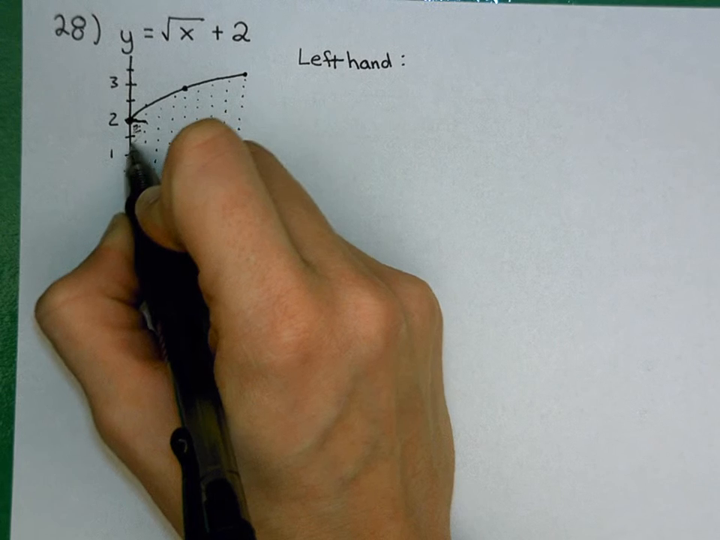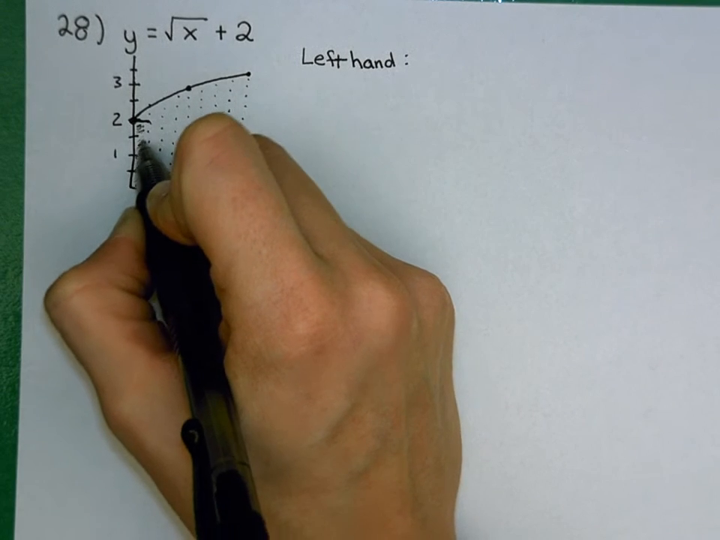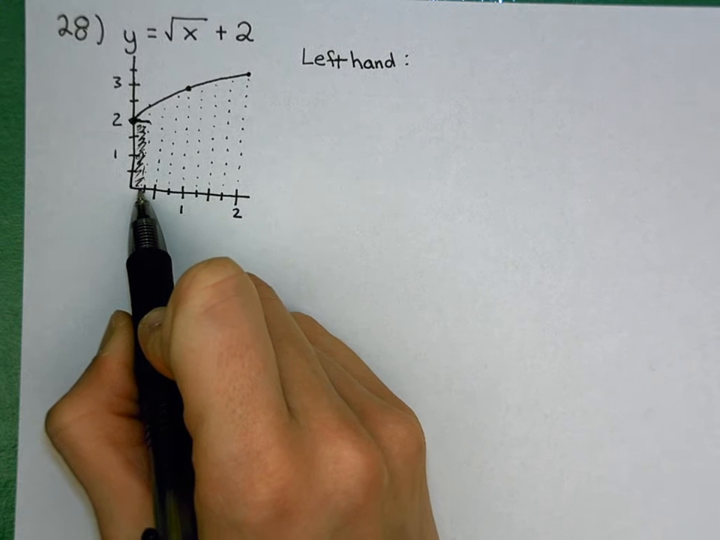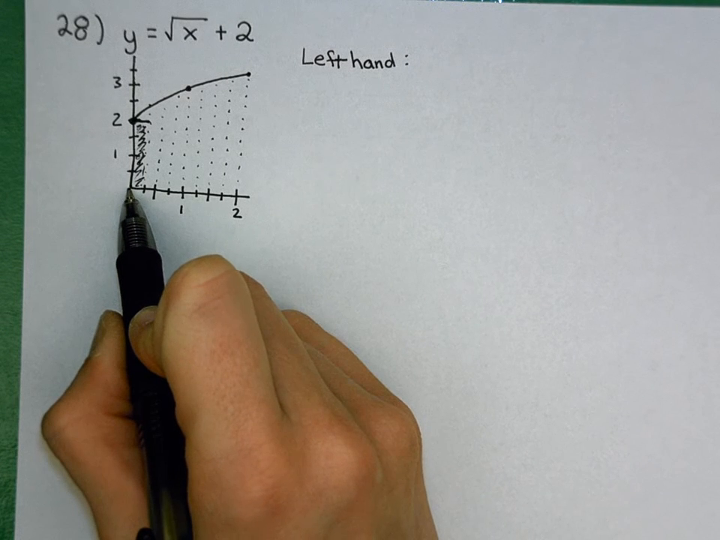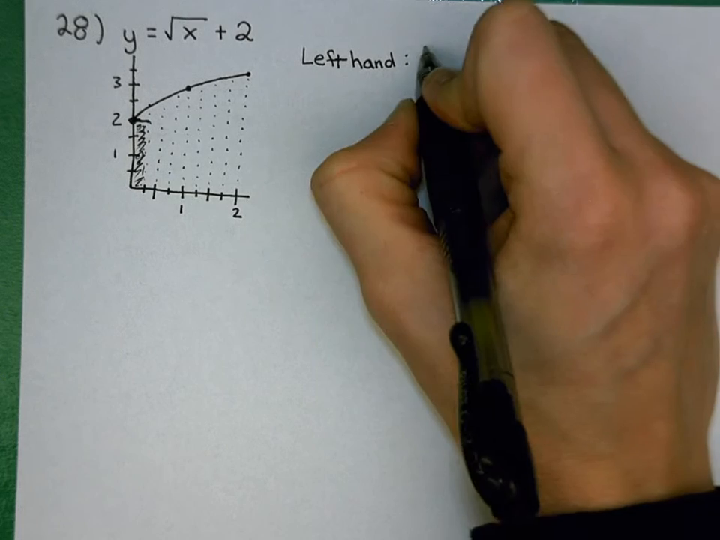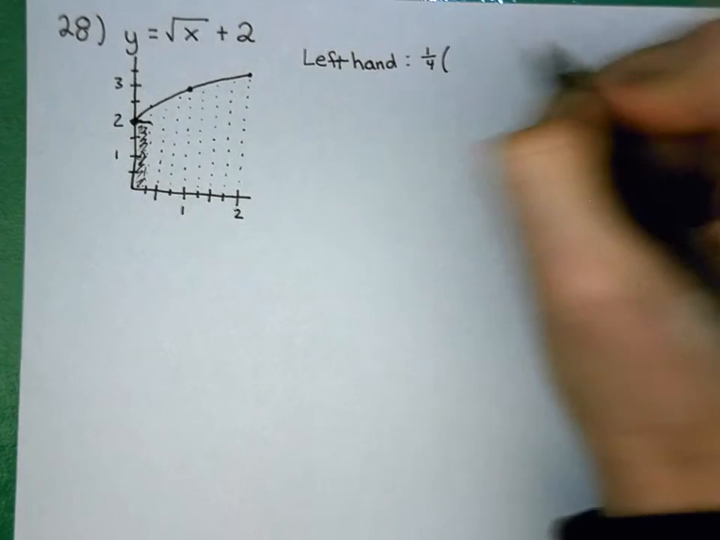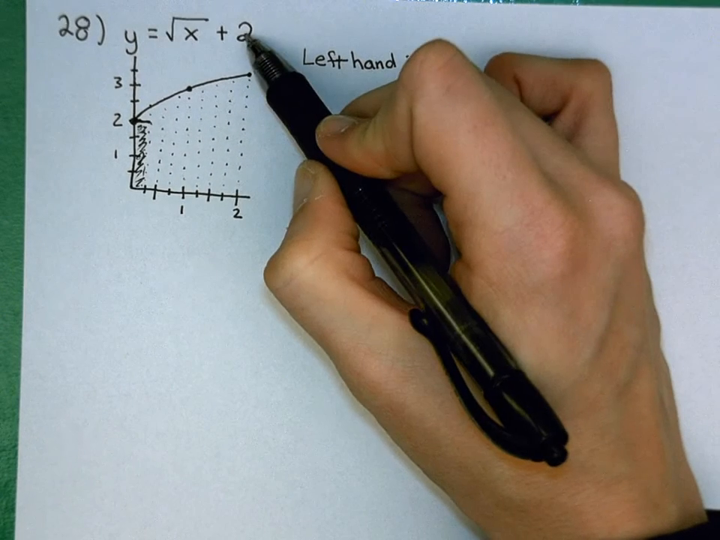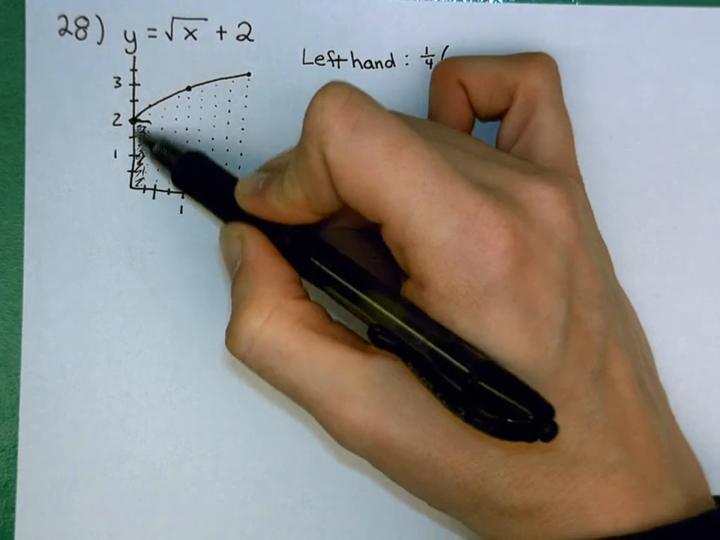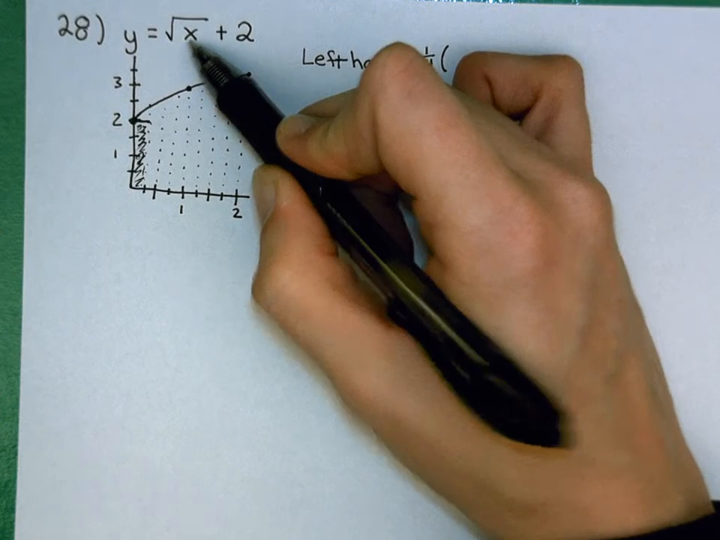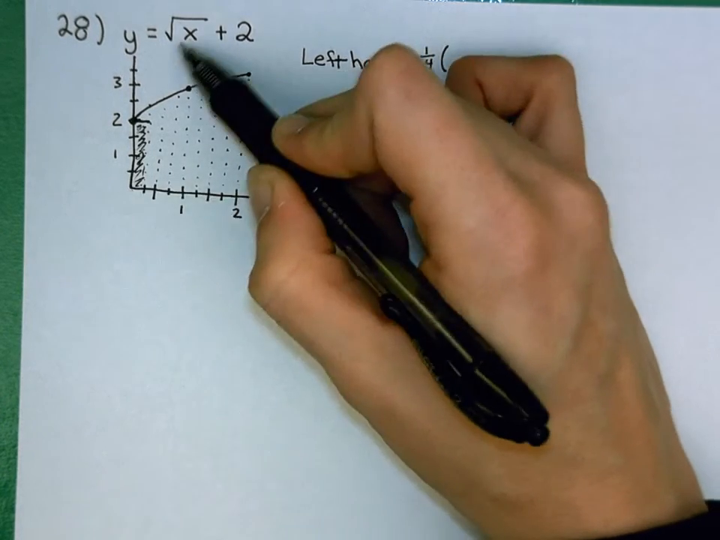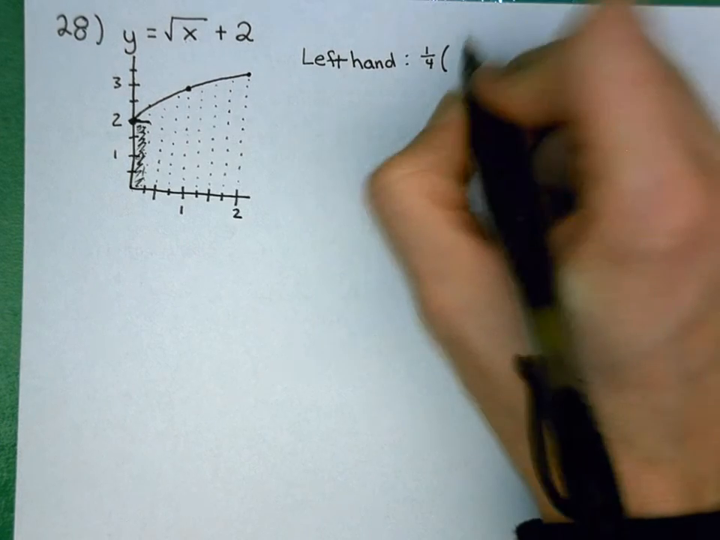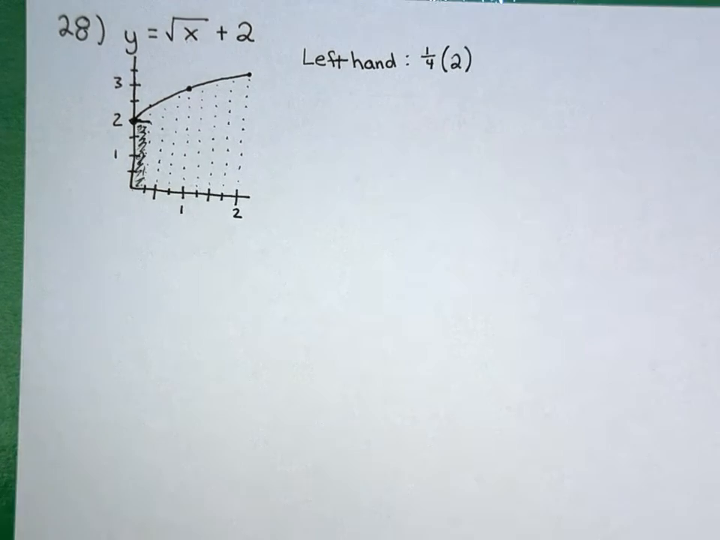And so I'm going to be calculating the area of that rectangle. The area of a rectangle is base times height, so when I calculate the base, the distance here from 0 to 1/4 is, well, 1/4. And the height is our y value. y is square root x plus 2. And so my height is x is 0 plugged into y. So when I plug in x equals 0 into y here, I get square root of 0, which is 0, plus 2, which is 2.